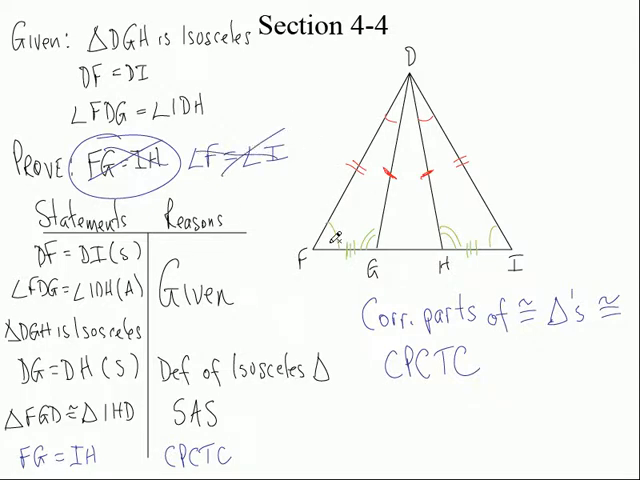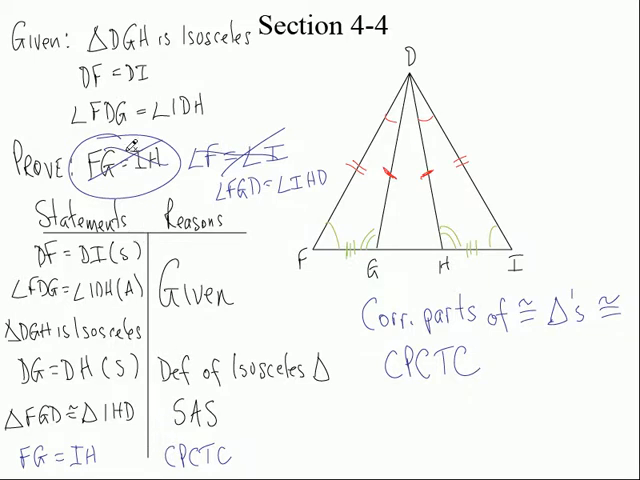I could have said, all right, prove that angle FGD was equal to angle what? IHD. So I could have put that in here. What would be my reason for that? Corresponding parts. Does that make sense?